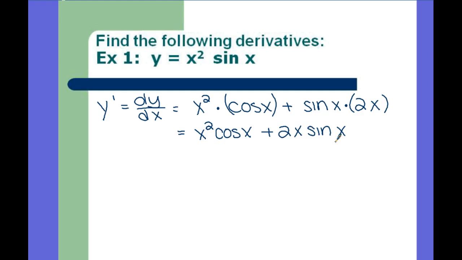That's it. That's your derivative. Wait, what is it? Cannot be simplified or altered. That's not half bad. That is easy. That's what I did.